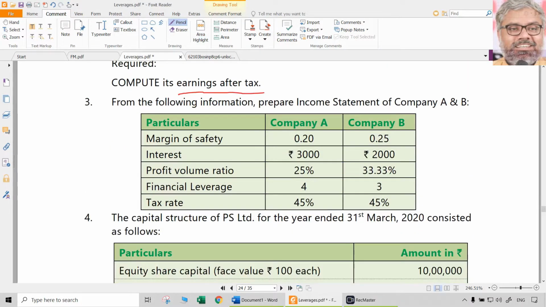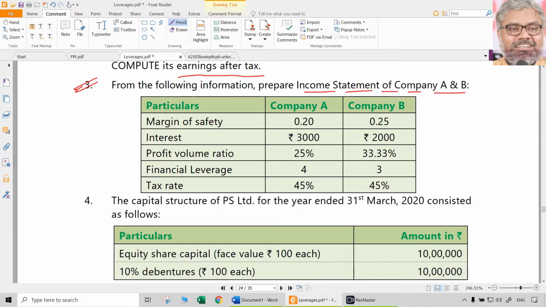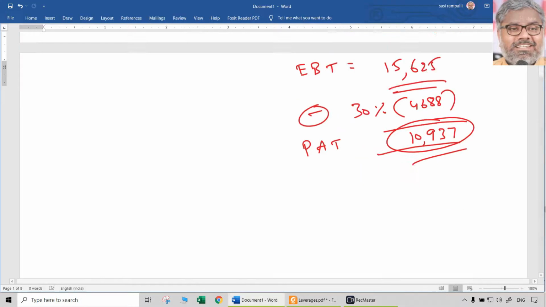Then question number 3. From the following information, prepare income statement of companies A and B. Very popular question, 5 marks question. Like these three companies are also given a couple of times. But whatever it is, from the information given, we should be able to prepare the income statement of companies A and B.